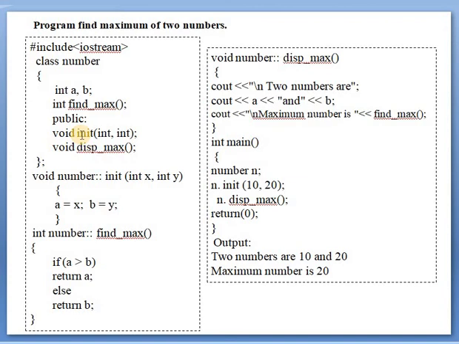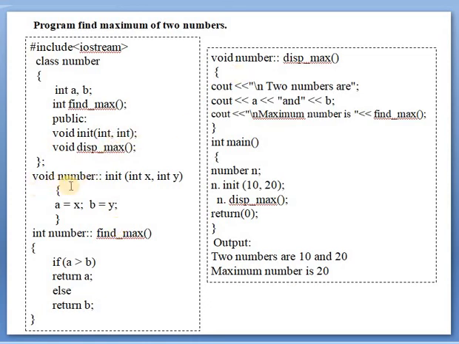Public void init, initialization, that is, here we are passing 2 variables or 2 arguments having integer data type. And next is a void displaymax. This function is used to display the maximum of the 2 numbers. Now we have declared these 3 functions. Now we are going to define these 3 functions.